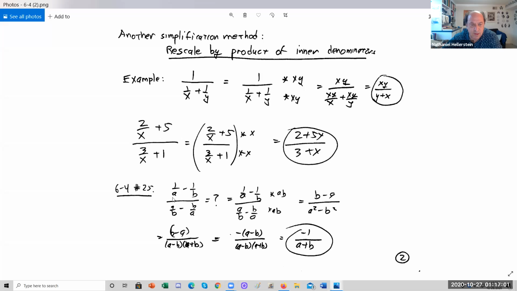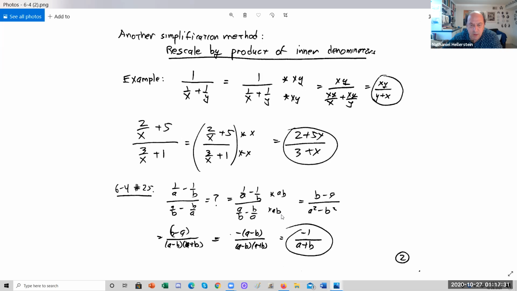Here we have a really nasty one. 1 over a minus 1 over b, all divided by a over b minus b over a. The denominators are a and b, so we rescale by ab, multiplying above and below by ab, and then distributing accordingly, you get ab over a is b, 1 over b times ab is a, so b minus a in the numerator. Here, a over b times ab, the b's cancel, leaving an a squared.